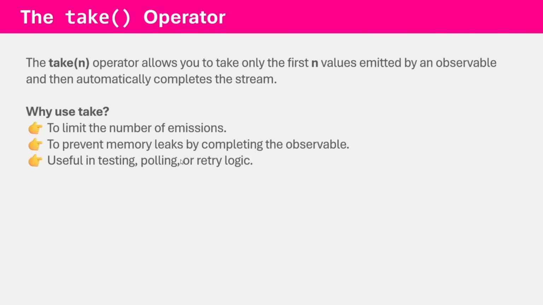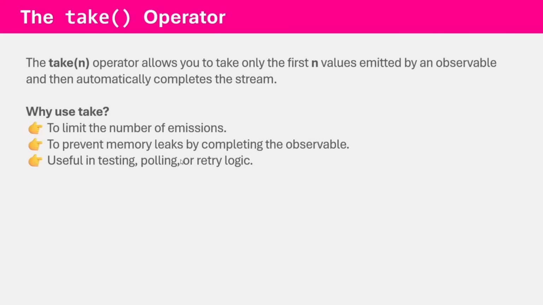Next, we have the take operator. The take operator allows you to take only the first n values emitted by an observable and then automatically completes the stream. Now, you will use the take operator when you want to limit the number of emissions, or when you want to prevent memory leaks by completing the observable. And it is useful in testing, polling, or retry logic.